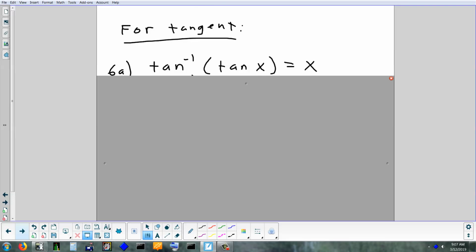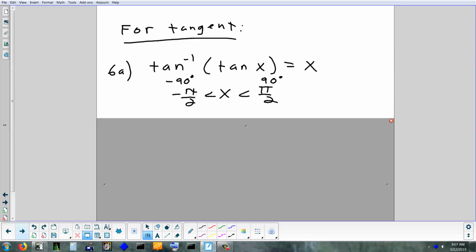But just like everything else, x has to be between two numbers. What did we say yesterday for inverse tangent? We got to be a little careful with this one. -90 to 90, but it can't equal -90 or 90. That's why there's no equal to's. Or you could say x has to be between -pi/2 and pi/2, if you want to look at it in radians.